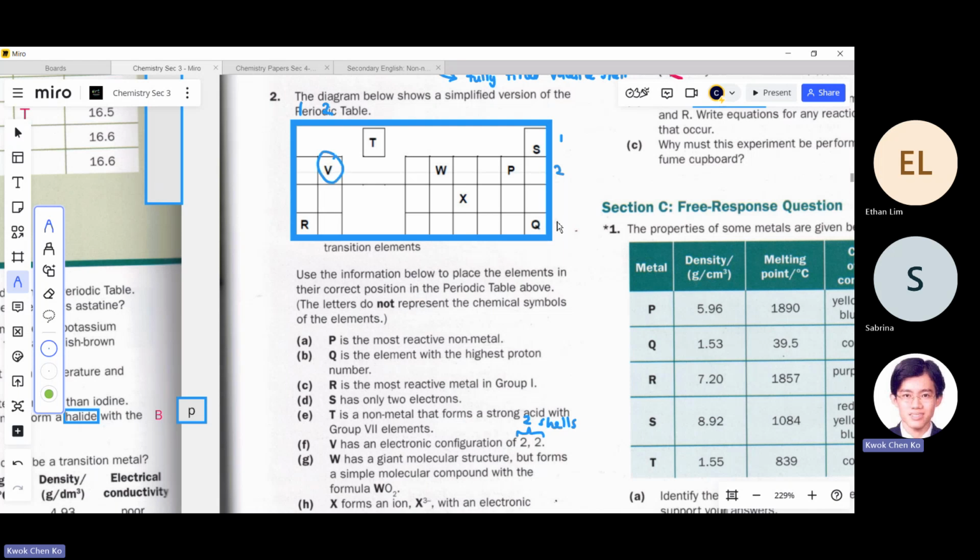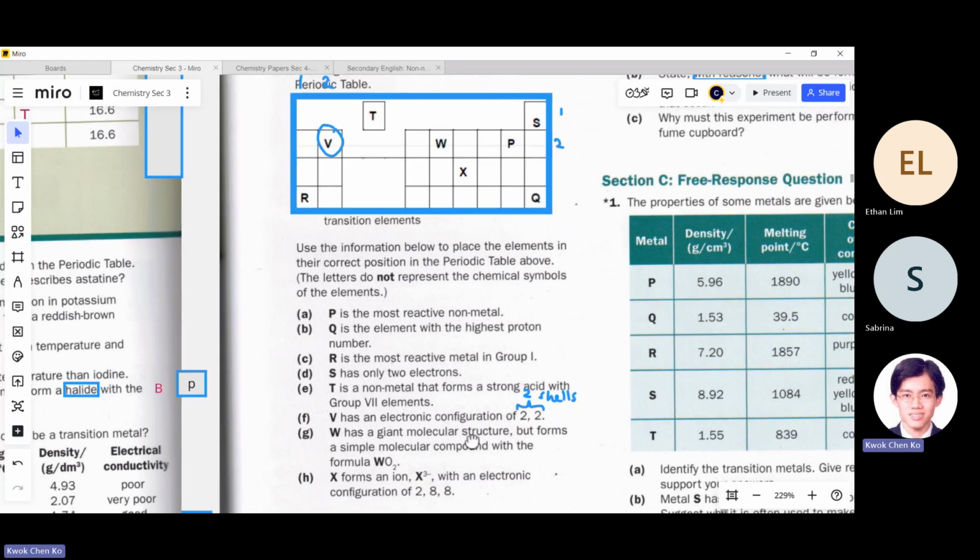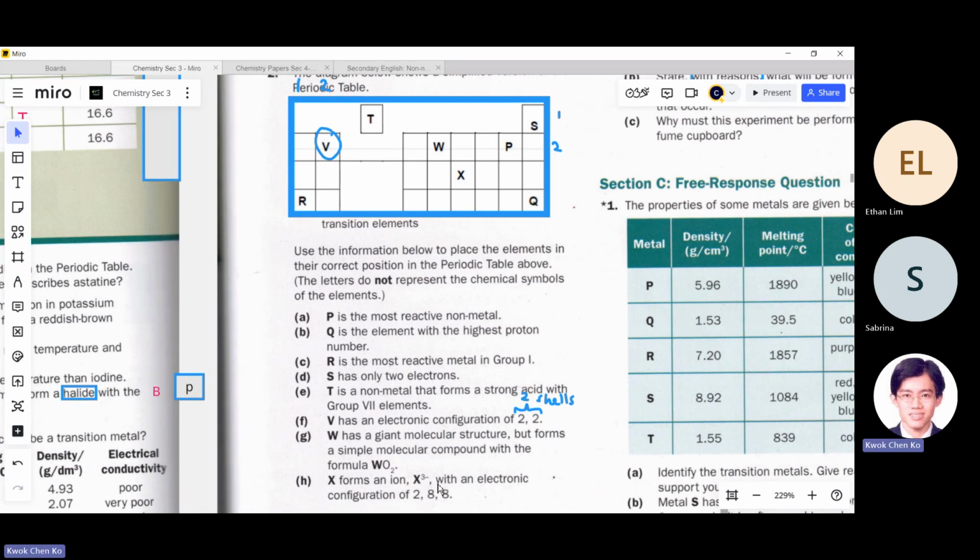The other one is X, is it? X forms an ion X3 minus with electronic configuration 2, 8. Now, X3 minus is an anion. In other words, it must have gained 3 electrons. It has gained 3 electrons, right? So therefore, in its original elemental form, X will have a configuration of 2, 8, and 5. 8 minus 3 will give you 5.